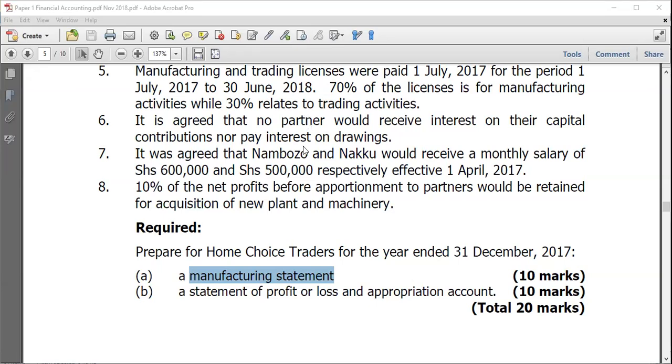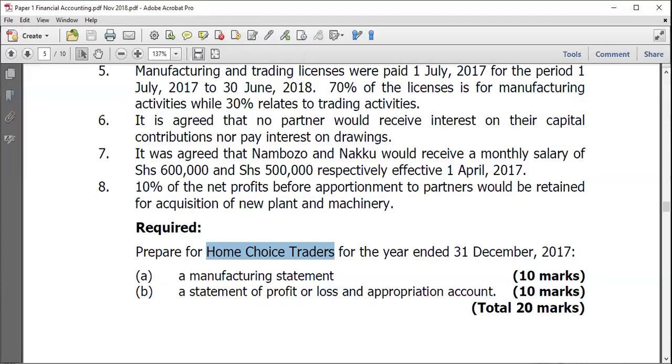And once you try out these questions, they become really friendly to you. They become very, very friendly to you. So we are going to start with the manufacturing statement that has been asked. In most cases, yes, they will first do the manufacturing statement, because there's a figure that we take to our statement of P&L.